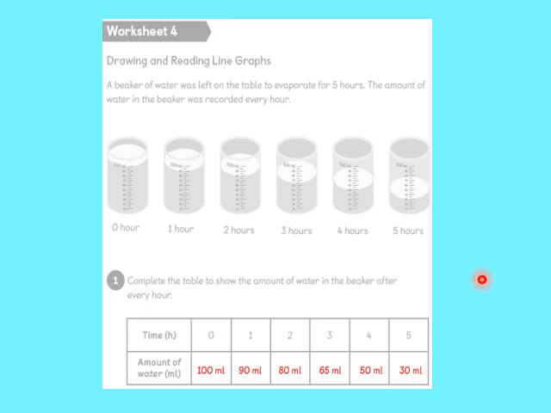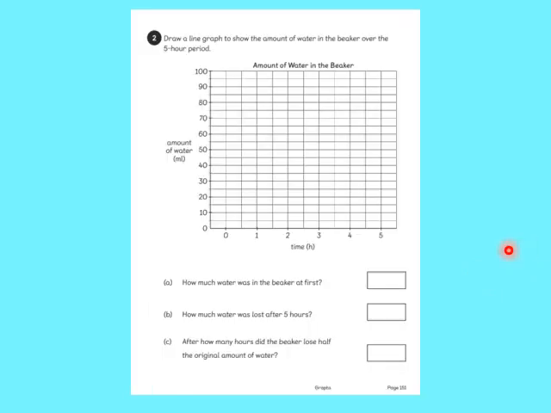Now, the reason I've done that is for question 2, you will need to complete a line graph based on that information. So you have to draw a line graph to show the amount of water in the beaker over a 5-hour period. So you've got your time in hours along here and your amount of water here. So you need to put the information from the table onto the line graph. And then you need to answer these questions.